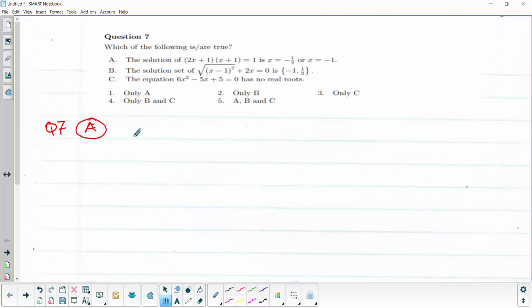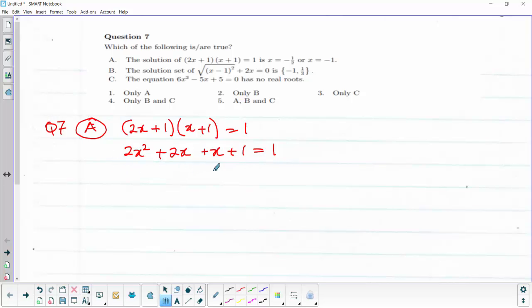We are having 2x plus 1 into x plus 1 equal to 1. And we are given that x is equal to minus half, or x is equal to minus 1. So let us solve this equation. The first thing we have to do is remove the bracket. 2x multiplied by x gives us 2x squared plus 2x plus x plus 1 equal to 1.